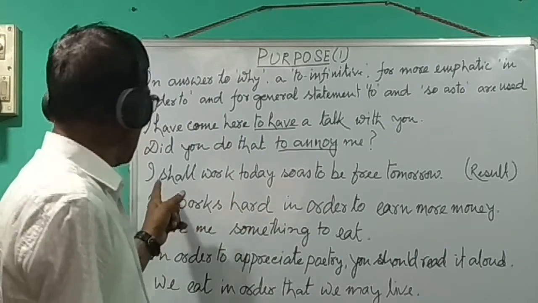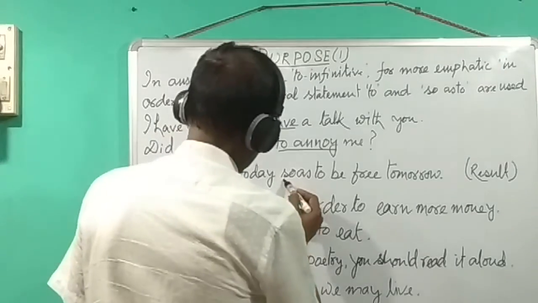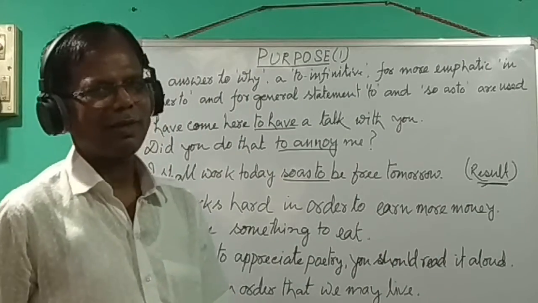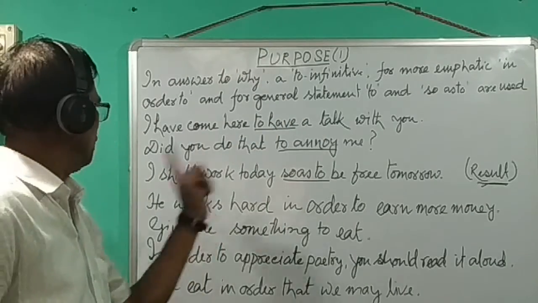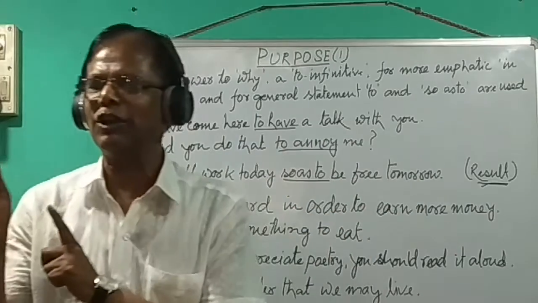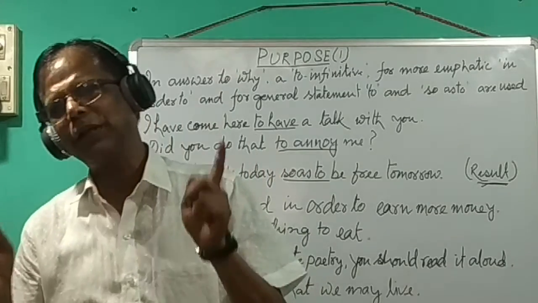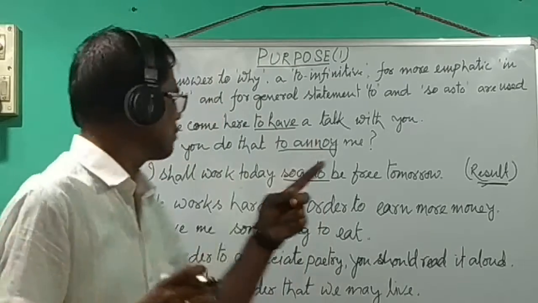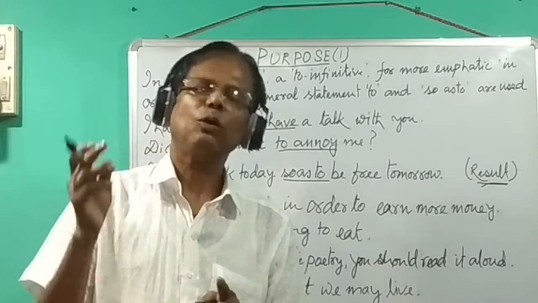I shall work today so as to be free tomorrow. Here, purpose and result, both are expressed. So as to. I shall work today so as to be free tomorrow. As a result, I shall be free tomorrow. Purpose is what? To be free tomorrow. Both purpose as well as result.